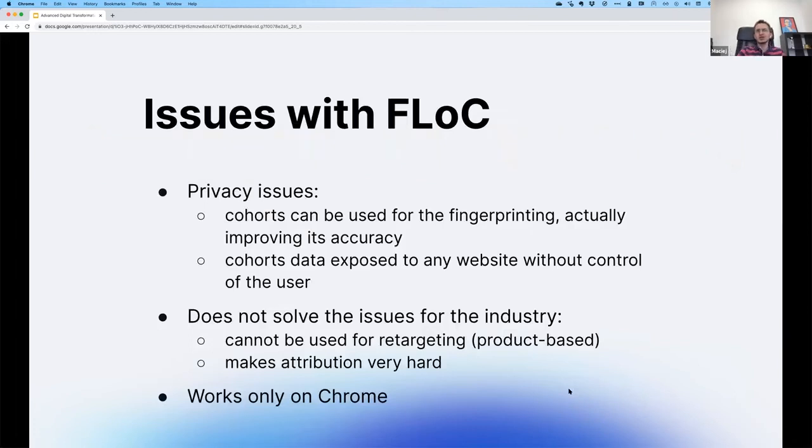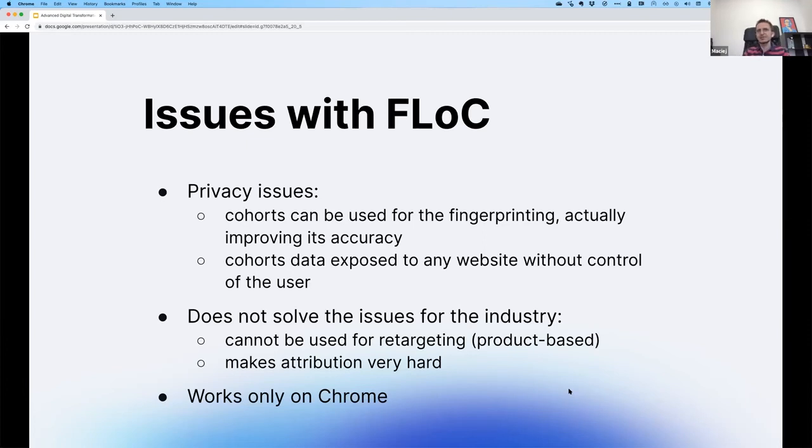So the issues were that actually the ad tech companies and some of the privacy advocates figured out that these cohorts can be used for fingerprinting, which improves accuracy, which actually makes our privacy less protected than more protected. And there is no control over which websites have access to these cohorts by the user. So actually, they wanted to create a privacy-friendly mechanism, but it turned out in reverse. And there were some issues that weren't addressed by this mechanism as well.